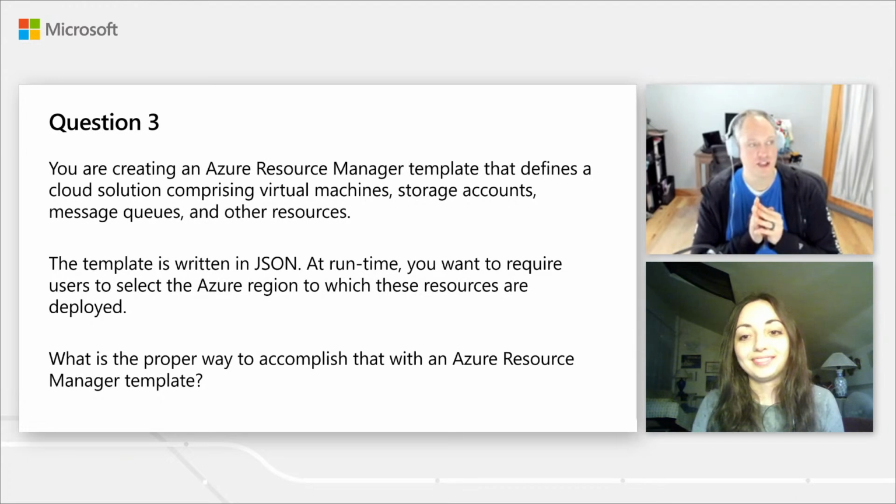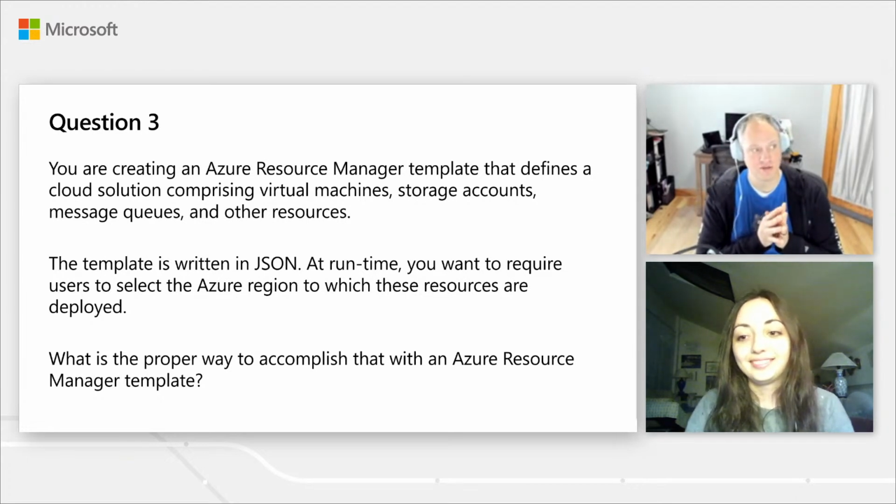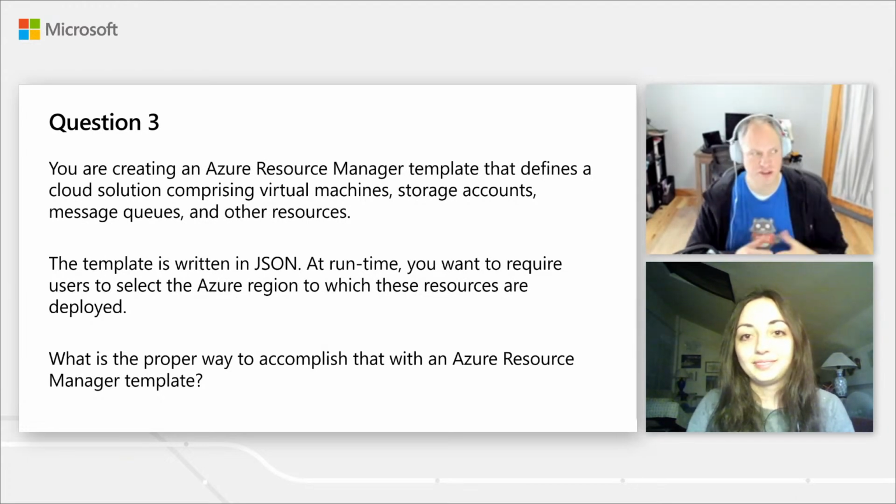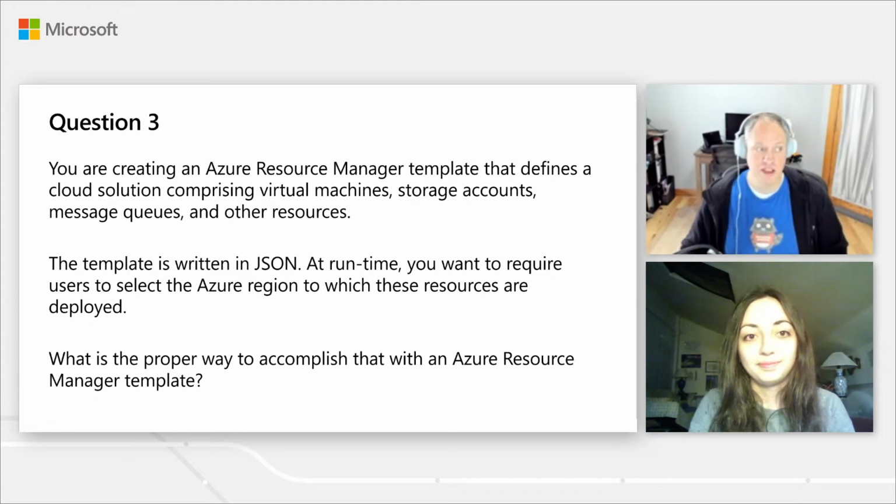You are creating an Azure Resource Manager template that defines a cloud solution comprising virtual machines, storage accounts, message queues, and other resources. The template's written in JSON, and at runtime, you want to require users to select the Azure region where these resources are deployed. What's the proper way to accomplish this with an Azure Resource Manager template?